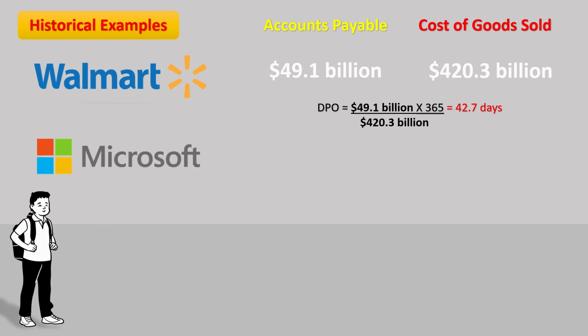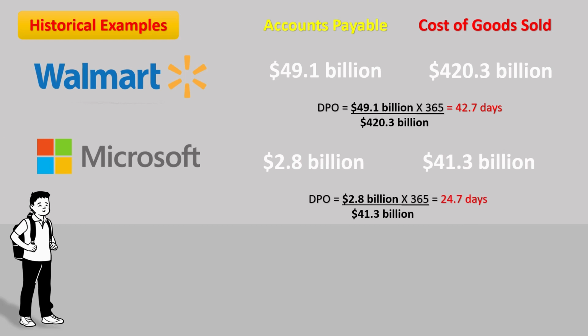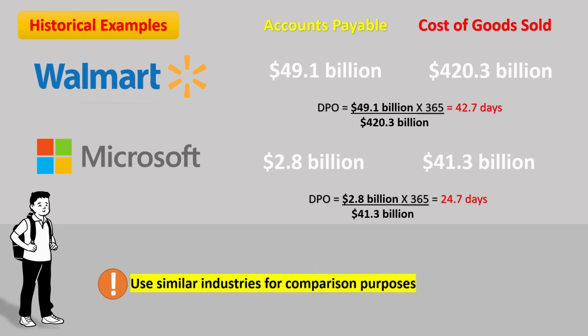Similar calculations can be used for technology leader Microsoft, which had $2.8 billion as accounts payable and $41.3 billion as cost of goods sold, leading to a days payable outstanding value of 24.7 days. It indicates that during the fiscal year ending in 2021, Walmart paid its invoices around 43 days after receiving the bills, while Microsoft took around 25 days, on average, to pay its bills. But note that both Walmart and Microsoft are operating in different industries. So for comparison purposes you should consider a company within the same industry.